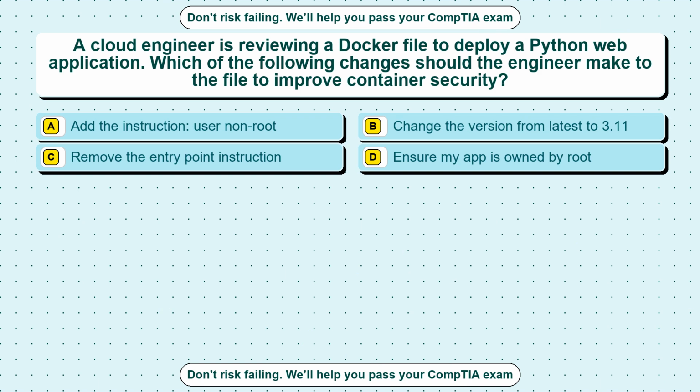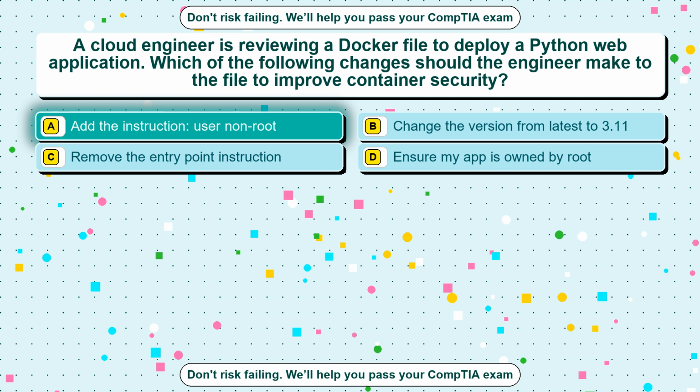Question 13. A cloud engineer is reviewing a Dockerfile to deploy a Python web application. Which of the following changes should the engineer make to the file to improve container security? Option A, add the instruction USER non-root. Option B, change the version from latest to 3.11. Option C, remove the ENTRYPOINT instruction. Option D, ensure myapp is owned by root. The correct answer is option A.